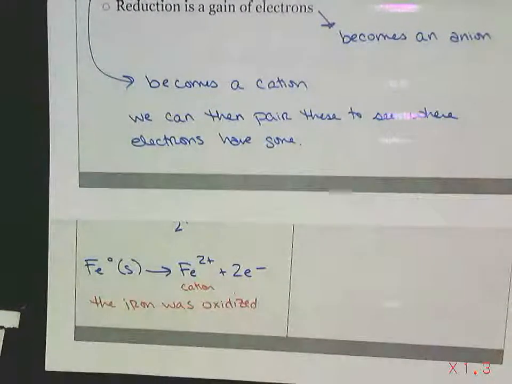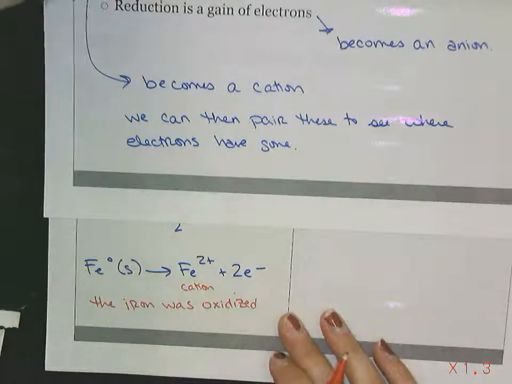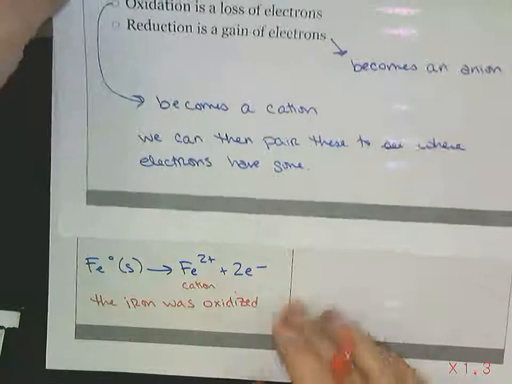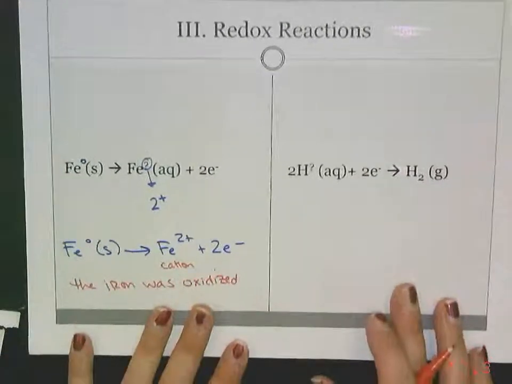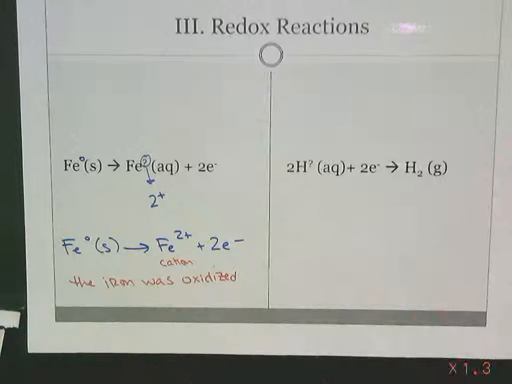So I would say the iron was oxidized. It went from 0 to plus 2, became a cation, lost electrons, all those things. Best guess, what do you think reaction is going to have next? If I already have one of these, we're going to look at a reduction reaction. There's only 2 options. So now I have hydrogen with an unknown charge, mystery charge.